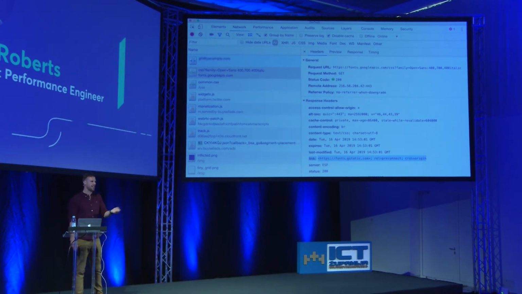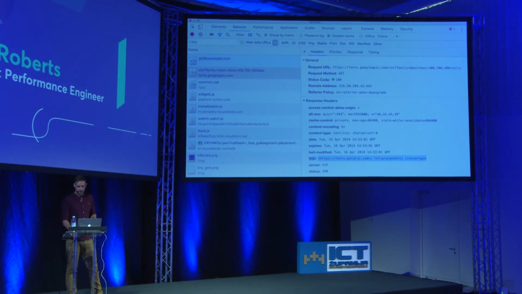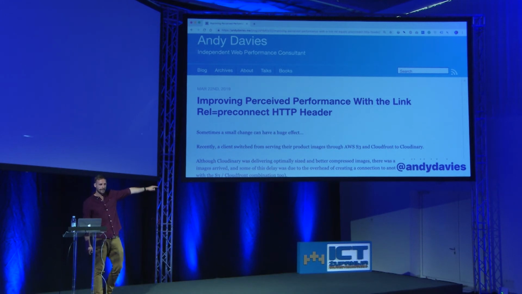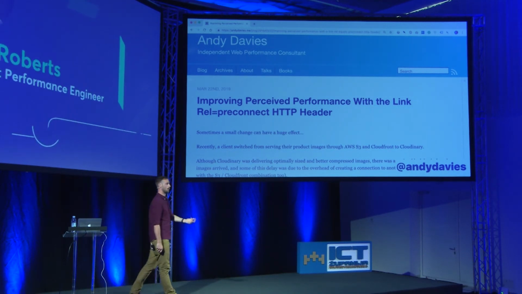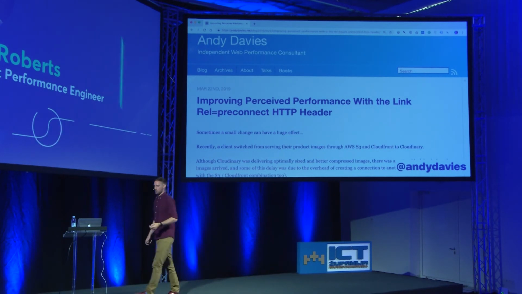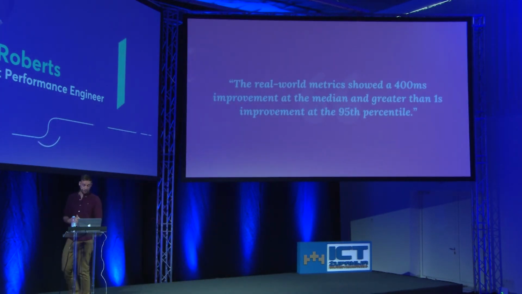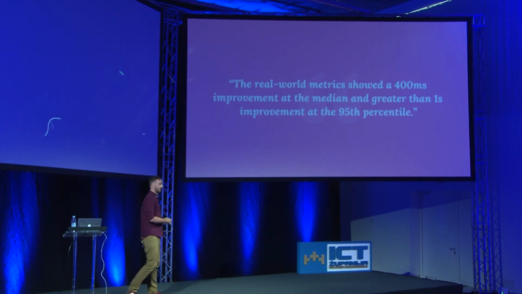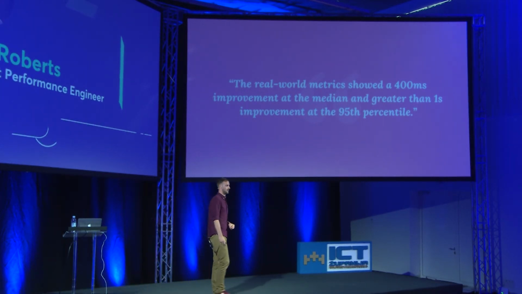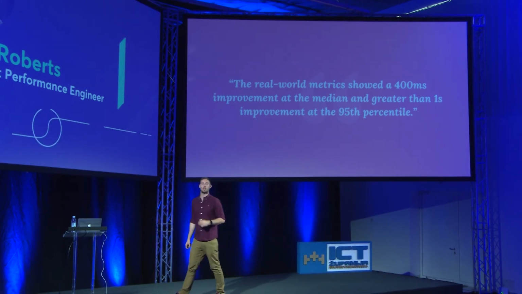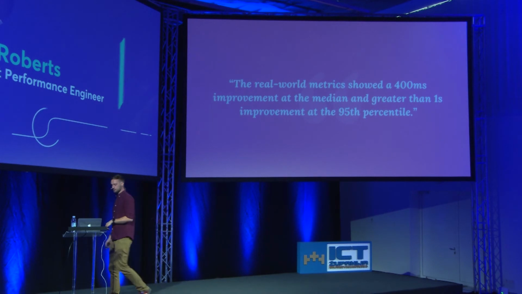The gains here you think might be quite marginal, but actually they can be quite huge. My friend, this guy should put me on commission. I keep mentioning him. Me and Andy worked on a project together where we deployed these as headers instead of inside our HTML. And the savings were enormous. The real-world metrics showed a 400 millisecond improvement at the median and greater than 1 second at the 95th percentile. So the average site got 400 milliseconds faster just by deploying these as HTTP headers. If you have access to the infrastructure, I would completely recommend doing this.